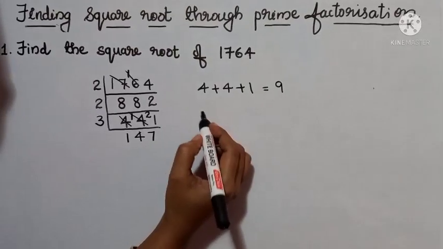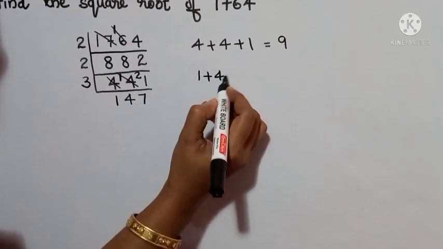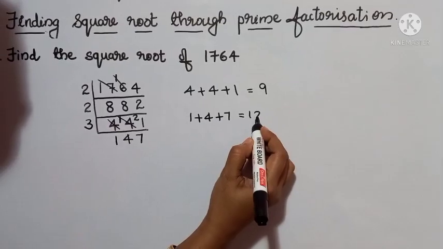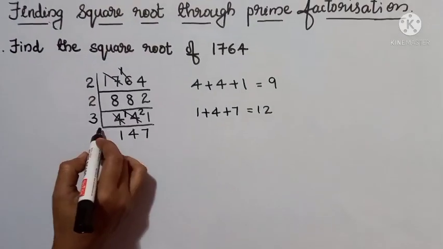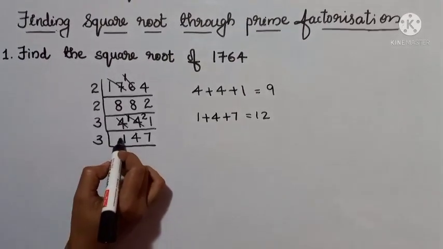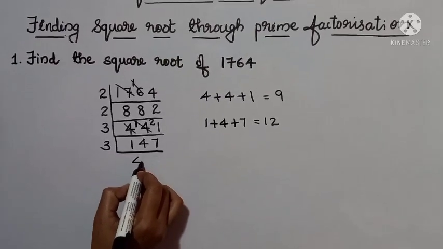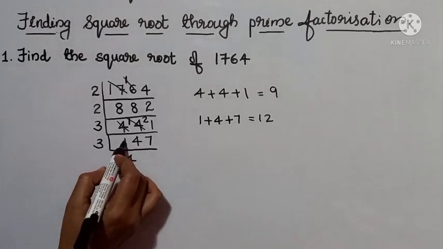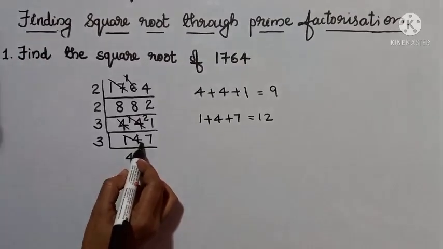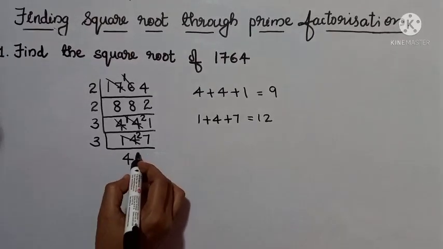147. We are checking whether it is divisible by 3 or not. For that we are adding 1 plus 4 plus 7. The digits we are adding here, and we have got it is equal to 12. 12 is a multiple of 3, so it is again divisible by 3. We are dividing it by 3. Then in 14, how many times 3 is there? 4 times. 4 into 3 is equal to 12. And here it is 14. 14 minus 12 equal to 2. So the remainder 2 we have to write here. Now it is 27. How many times 3 is there in 27?